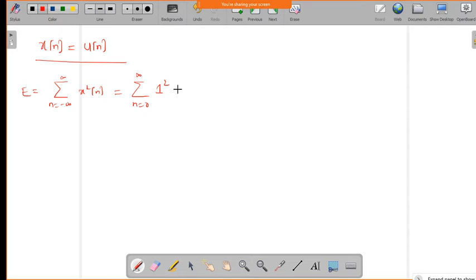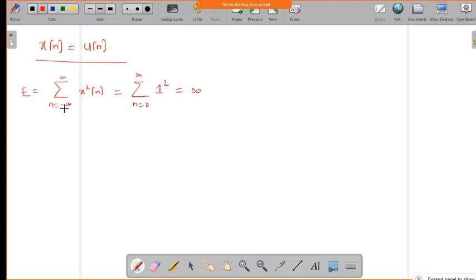Now if you count the value of 1 from 0 to infinity, it will go to infinity again. There is no n power here, so you always use the value 1 from 0 to infinity. This leads to an infinite value. That is why this is not an energy signal.